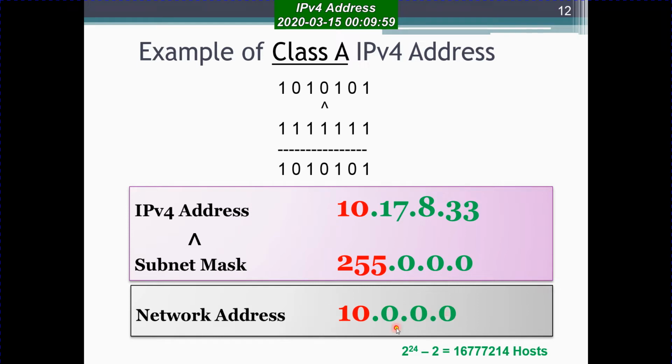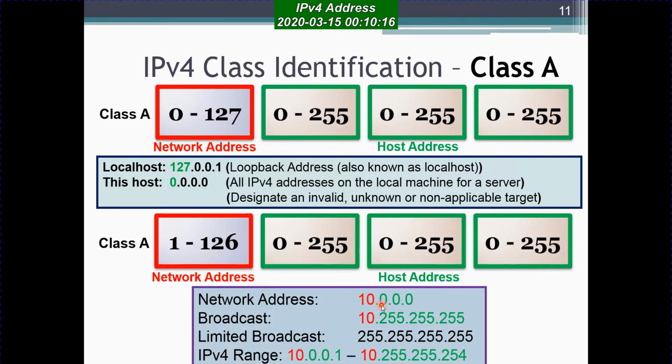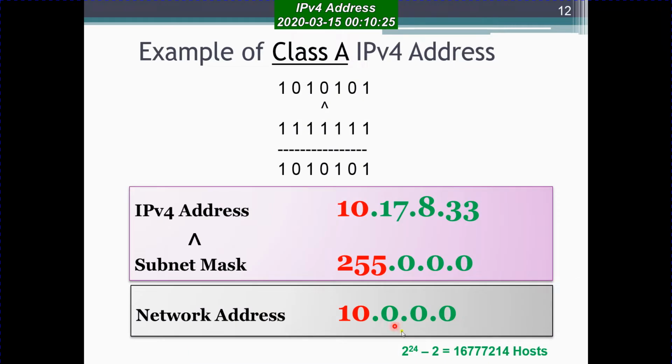We have 24 bits, because 3 bytes, each byte 8 bits, 3 times 8 is 24, so we can have 2 to the power 24 different combinations. But we have 2 combinations which cannot be valid host addresses. One combination where you have all 0s will be used to identify the network address, and the second combination where all bits are equal to 1 is reserved for the broadcast address. So you can compute 2 to the power 24 minus 2, which is equal to 16,777,214 hosts.